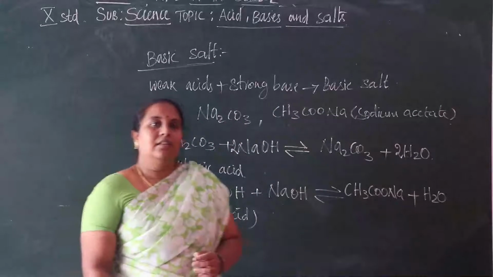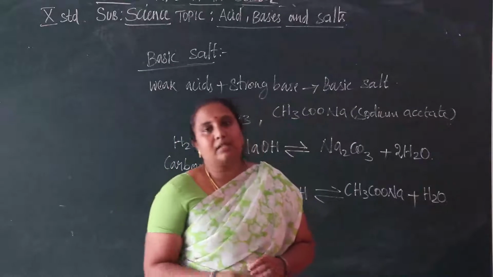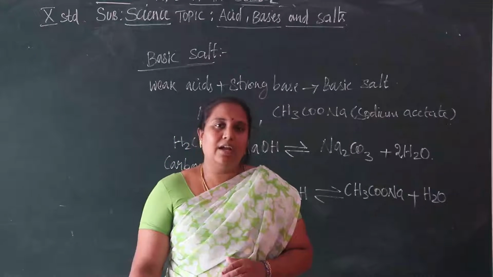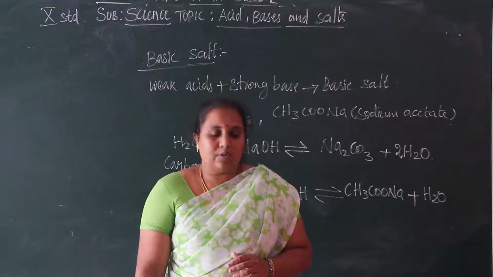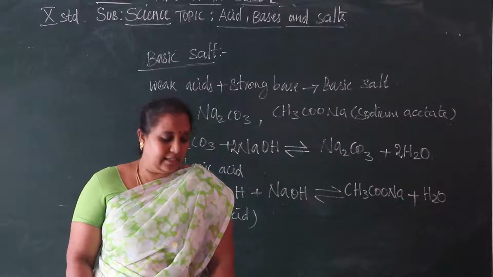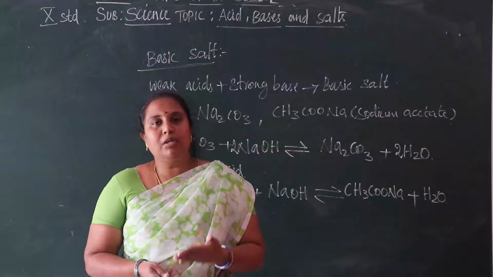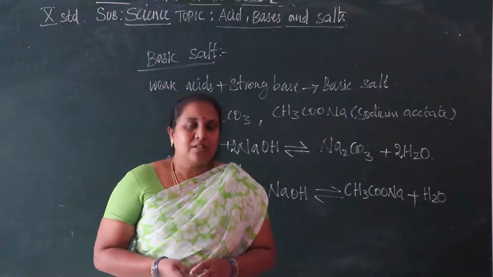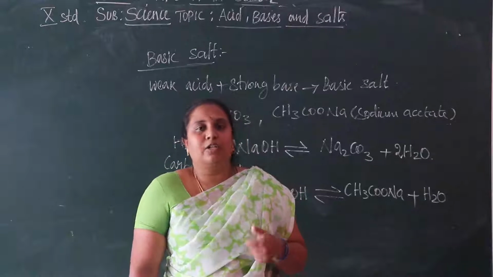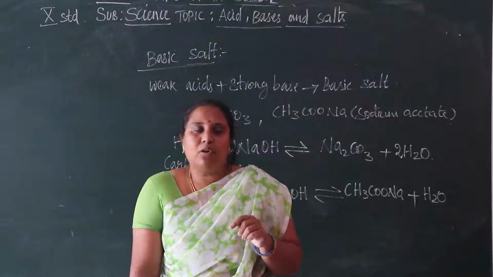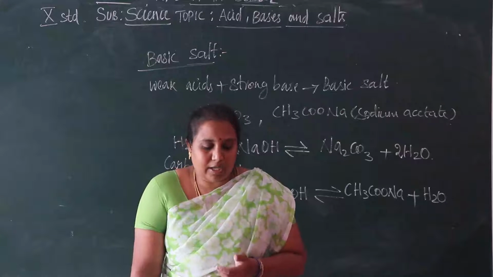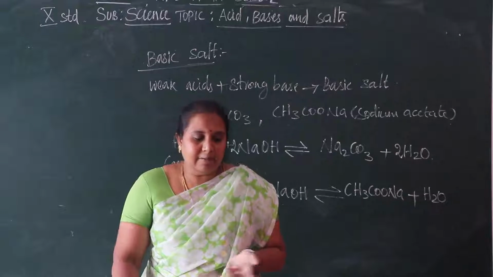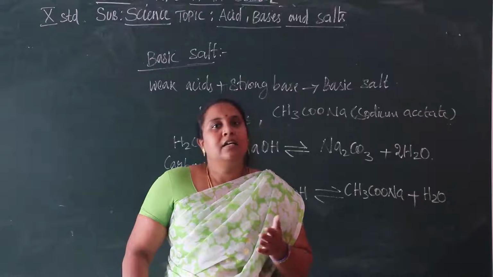Okay children, then we move on to the important chemical compounds formed from sodium hydroxide and common salt. From common salt we get some chemical compounds that are very useful to us. Let us see what common salt is. Sodium chloride is the common salt. It is formed by the reaction between an acid and a base, sodium hydroxide and HCl.